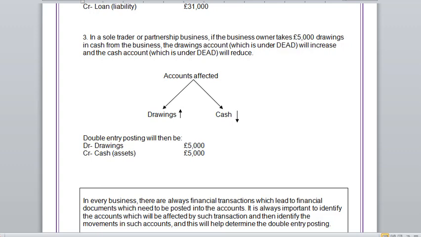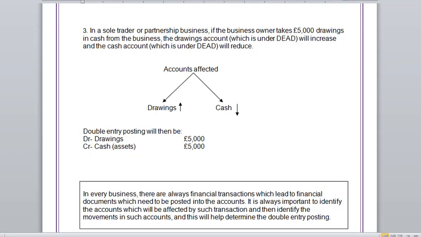And what are you taking the money regarding? You are taking that money in regards to drawings. That means that the drawings that the business has given you will increase. Drawings is under debit, like expenses and assets. So I will see my drawings is increasing. I will debit drawings. My cash balance is reducing in the business, so I will credit cash. Cash again is an asset which is under debit. So when it is reducing, you do the opposite. You credit that account, in this case the cash account.